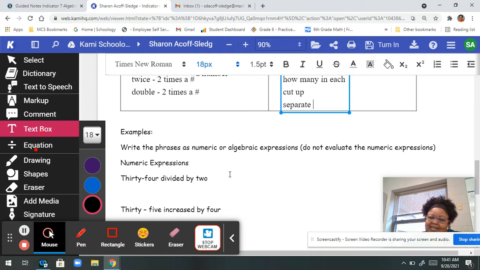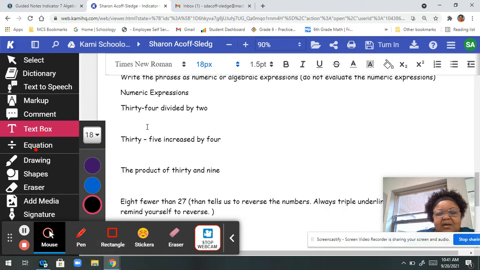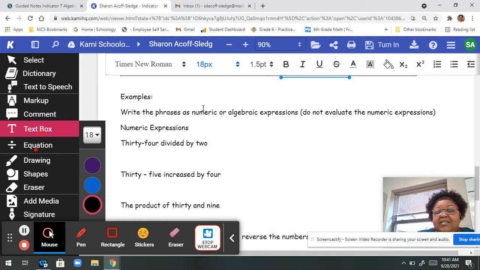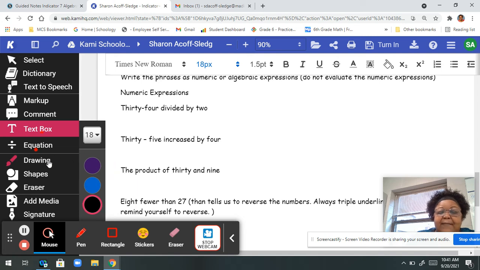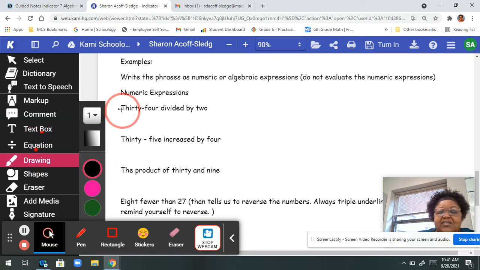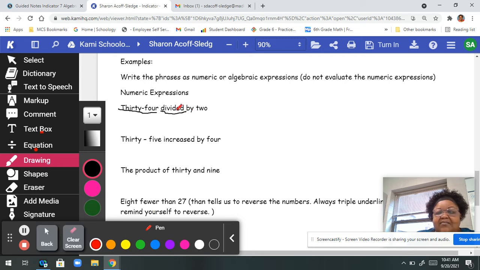Let's look at a few examples. So let's look at this one. We have 34. These are numeric expressions. So the instructions say write the phrases as numeric or algebraic expressions. Do not evaluate the numeric expression. So we don't need to know what the totals or sums or differences or products are. Okay? So 34. Here's my first number here, 34. And then this divided by tells me the operation. So we're going to do division and then divide it by 2.